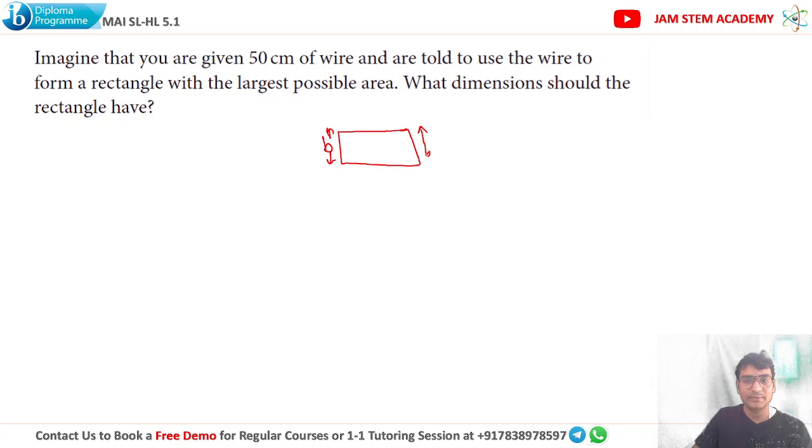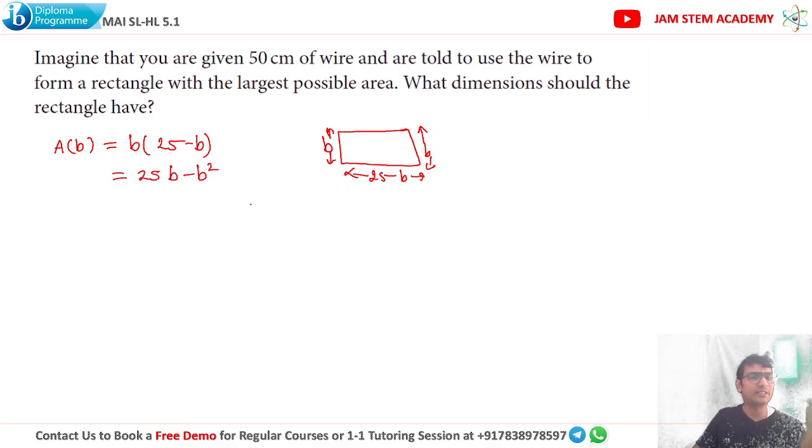In that case, this length will become 25 minus b. Hence we can construct an area function in terms of b, which is length times breadth, b times 25 minus b, which is 25b minus b squared. It's a downward facing parabola. We can find the vertex of this to get the maximum value, but I'm not going to use algebra. We will use the concept of limit, meaning we will find the value of b approaching that number where I will get the maximum value of the area.